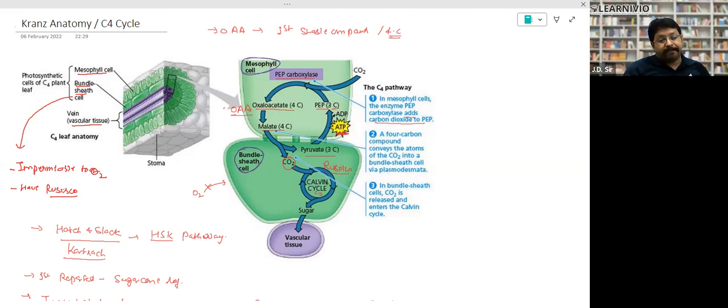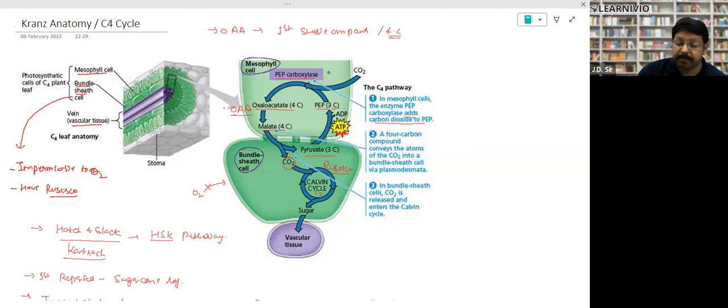One more important thing. The bundle sheath cells, inside which the Calvin cycle goes on, are not permeable to oxygen, meaning oxygen cannot enter over here. Where the Calvin cycle is going on, where the rubisco is present, oxygen cannot go. So if oxygen cannot go, how will photorespiration happen? So look.